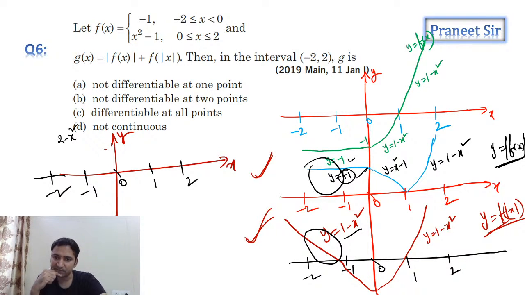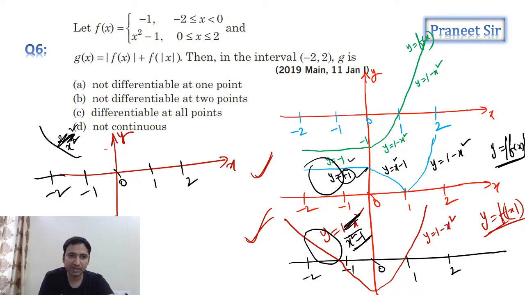Oh, 1 second, guys. This is not 1 minus x square, guys. This is x square minus 1, I think. This is x square minus 1. Yeah, x square minus 1. Now tell me guys, x square minus 1 plus 1. So in this case, we are getting x square.